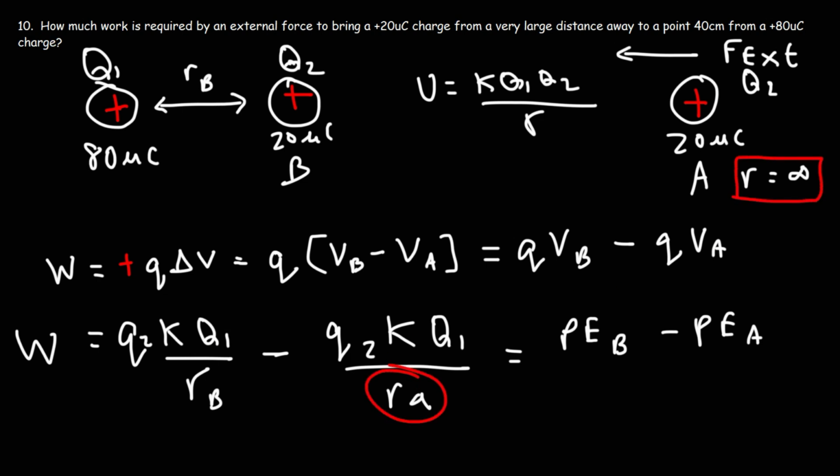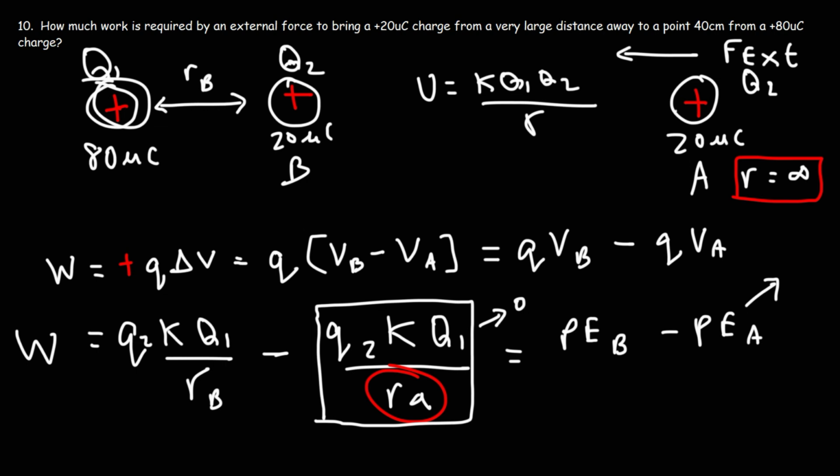When you have infinity in the denominator of a fraction, that fraction goes to 0. For instance, if you were to take 5 and divide it by a large number like 1,000, you would get 0.005, which is close to 0. So because RA is so far away, this part becomes 0. Whenever you have two positive charges that are very, very far apart, the potential energy between those two charges is 0. So PEA is 0.